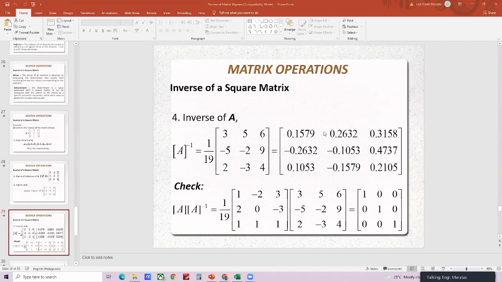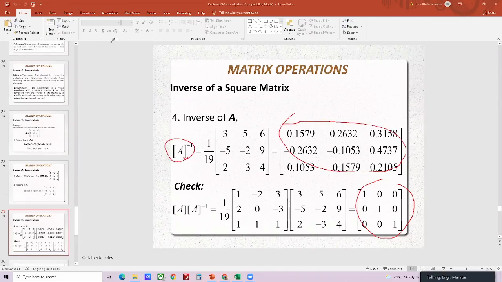Well, if you have the result, don't forget, you can easily check if this is really the inverse by multiplying it with the original matrix. And if the result is a unit matrix, then that should be the inverse. So if we multiply this by the original matrix, the result is an identity matrix. So therefore, this one is the inverse of this matrix A.